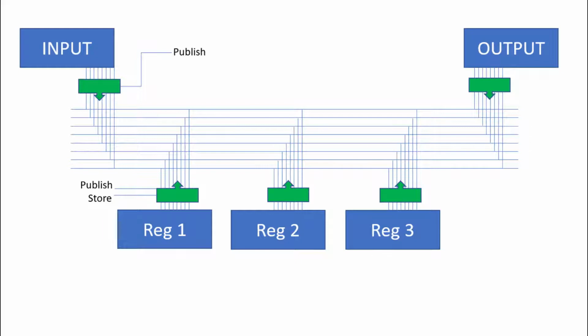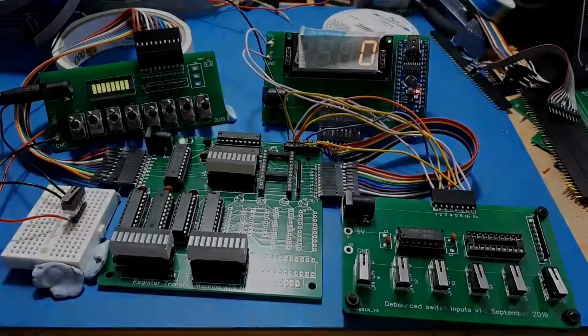So we could have, let's say, the number 170 in register 1. Register 1 could publish that onto the bus, so it would go out through the gate and onto the bus. The bus would be filled with the number 170. Anyone who wants to listen to it could listen and hear that 170. But we'd tell register 2 to read that data in and store 170 in register 2. And that is all that's happening in the register transfer machine.